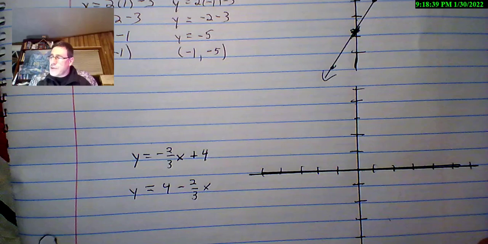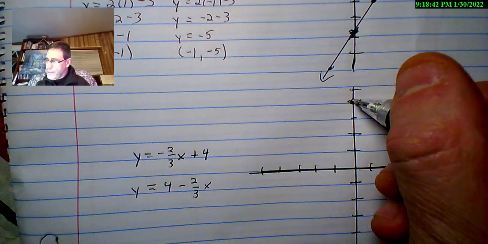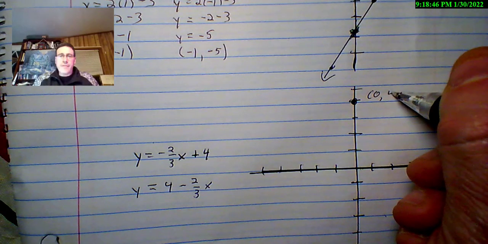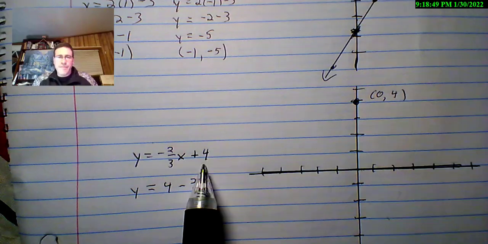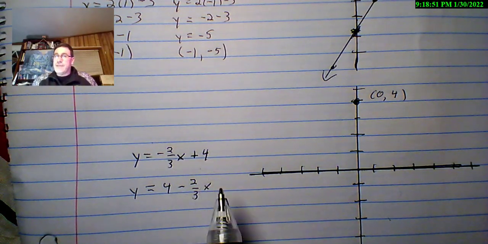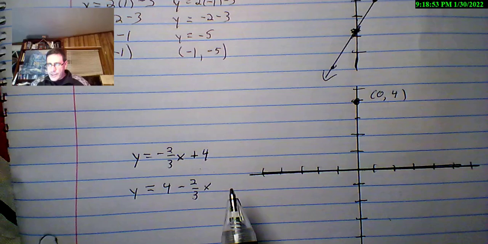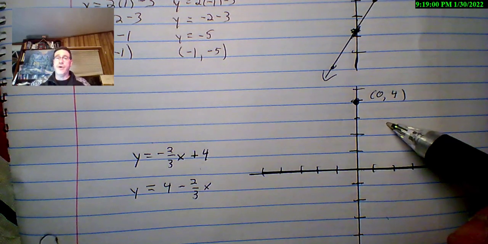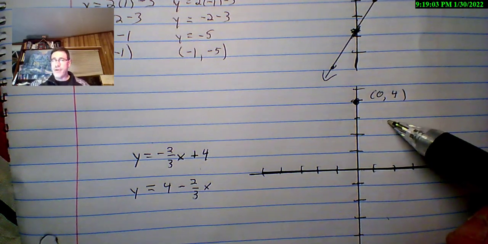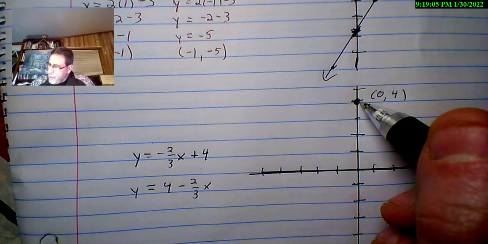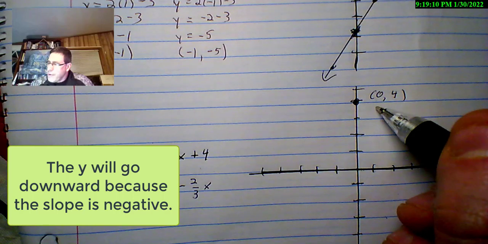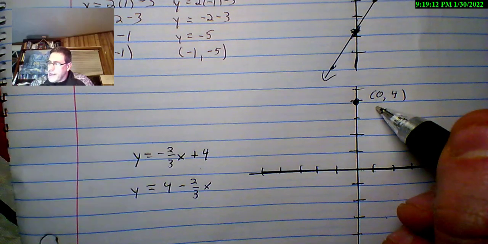So I'll start by going to 0, 4. My y-intercept, so 4 is my b value. And now the slope is -2/3. So there are a couple different ways I can do this. The slope being -2/3 means that every time the x changes by 1 or increases by 1, the y is going to go down by 2/3. So I could say, I'm going to go 1 over to the right, and then 2/3 down. I'm going down because the slope is negative.